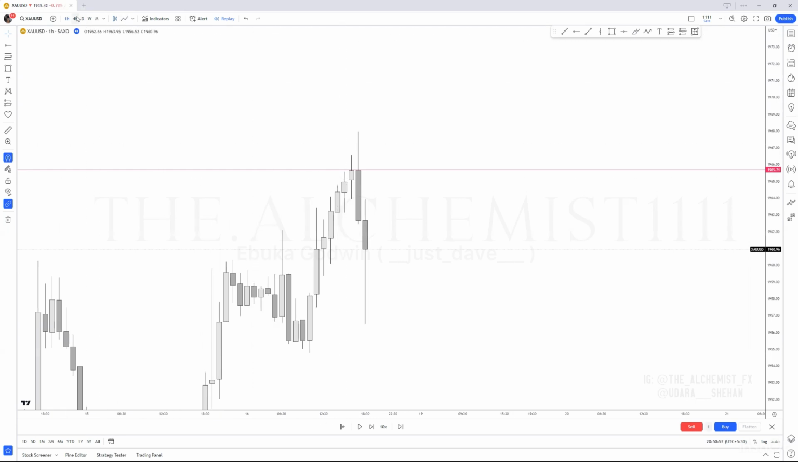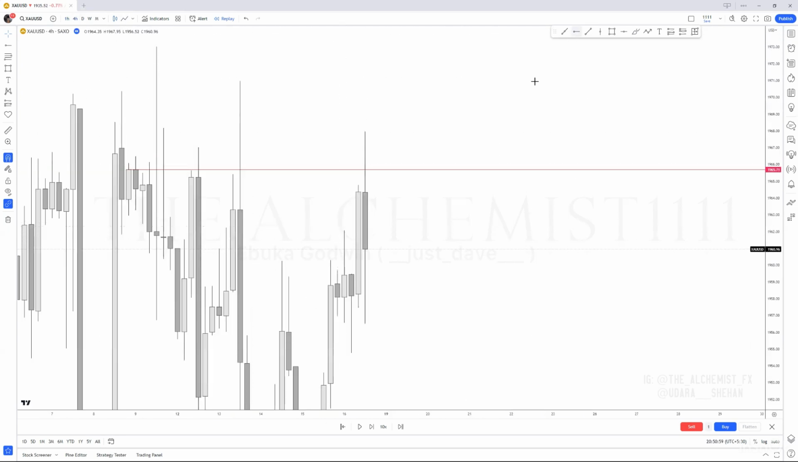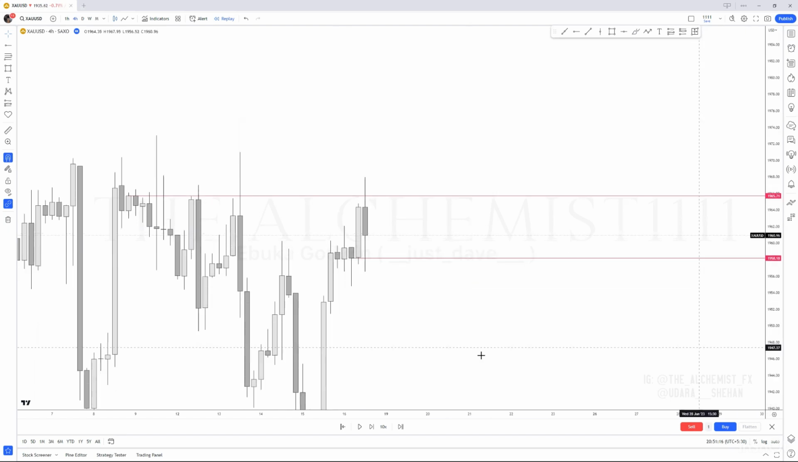Now, another person could come with an argument saying, okay, H4 also rejected this H4 support, right? If you are confused, most of the time, if you have rejections from both sides, the best thing you need to do is drop one time frame lower and then look for the breakout, right?